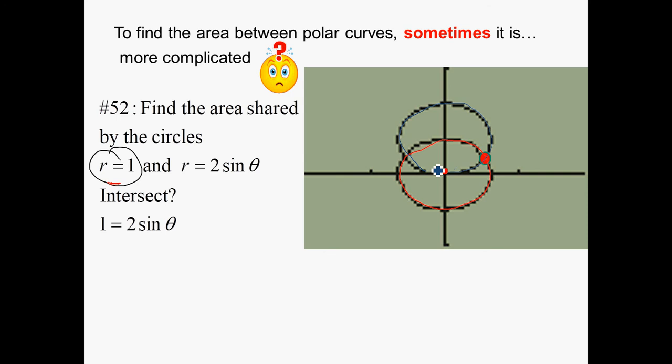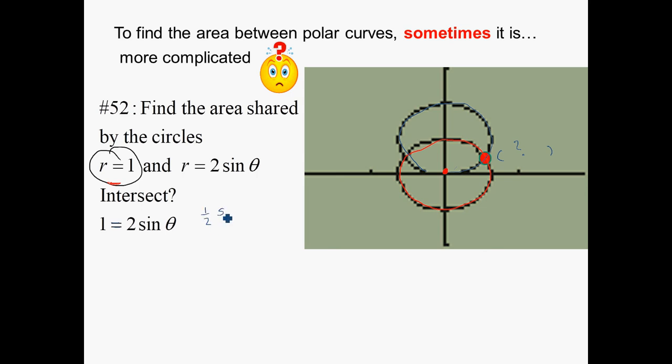So they intersect twice. Right, what point is this? Where do they intersect? Well, how do you find out when anything intersects? Set them equal to one another. Solve for theta.